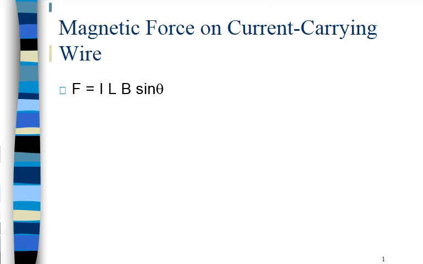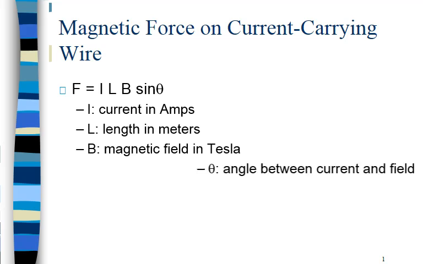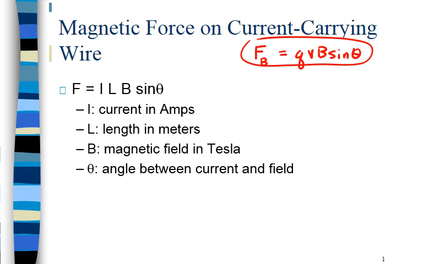And the way that we calculate this is multiplying the current times the length of the wire exposed to the field times the strength of the field. I is the current in amps, L is the length in meters, B is the magnetic field in Tesla, and theta is the angle between the current and the field. If you think about it, QVB sine theta, right?